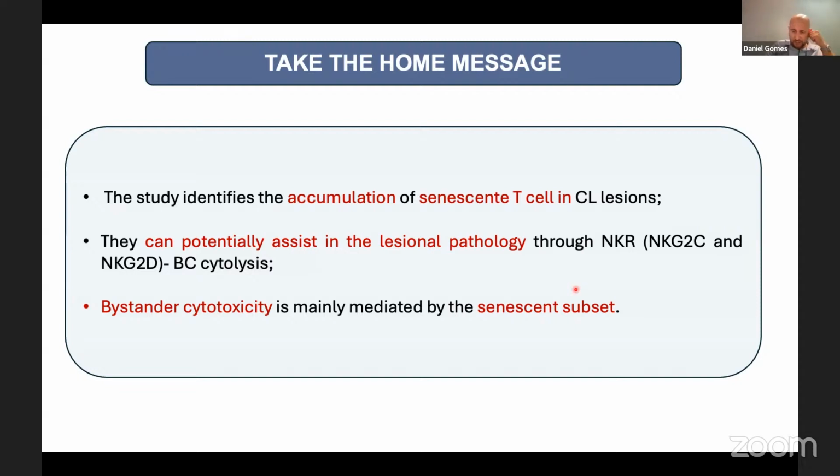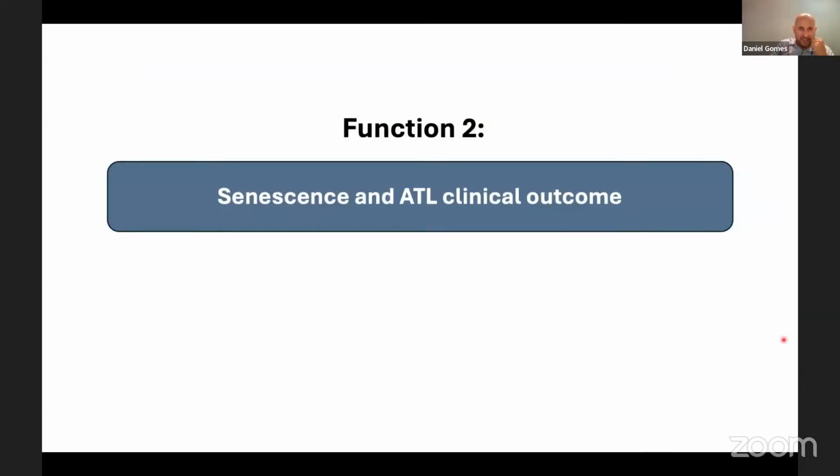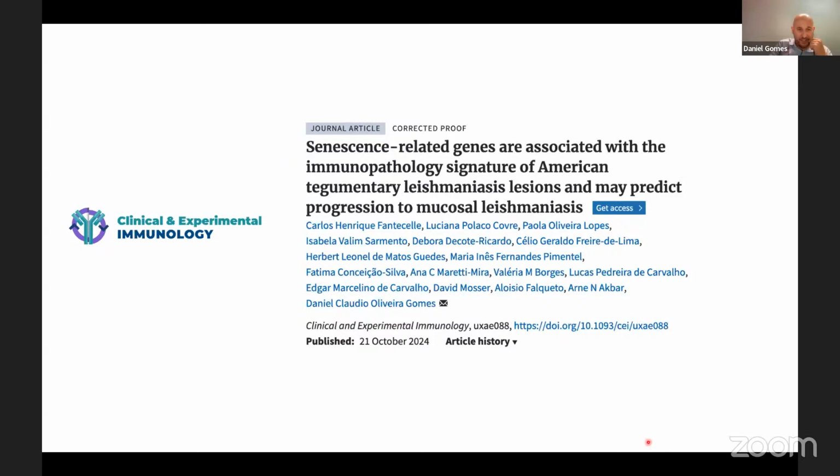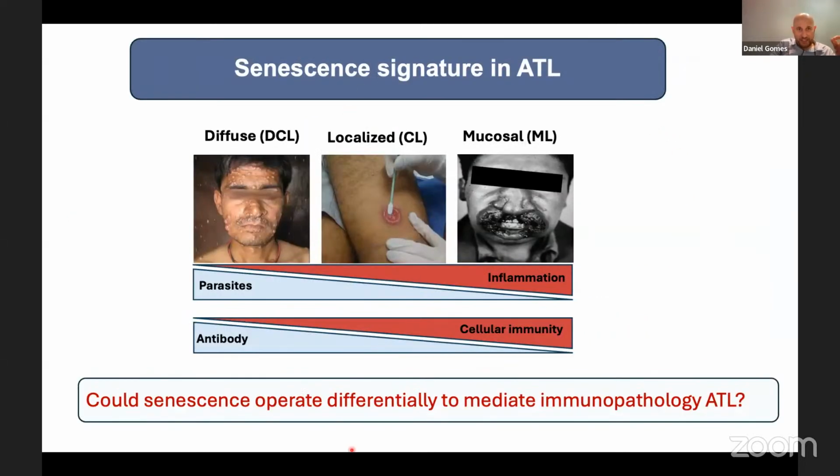I can also give Thiago the information and the details about the paper, and go very, very fast also about the whole of senescent cells, especially mediating or using the senescent signature to predict the clinical outcome. Also, I would like to highlight another fresh data that was also published 15 days ago, very soon, which is associated with the senescent signature. So I'm giving a spoiler about the data that I will show, but using the senescent signature to predict the disease outcome, and especially when we look at the localized and the mucosal clinical forms.